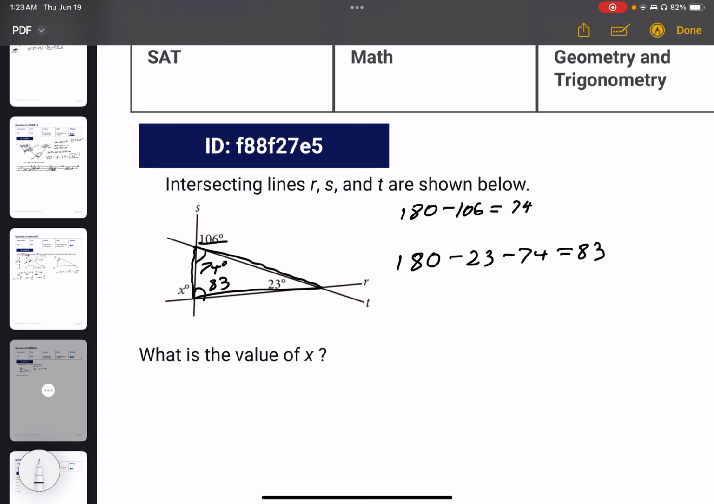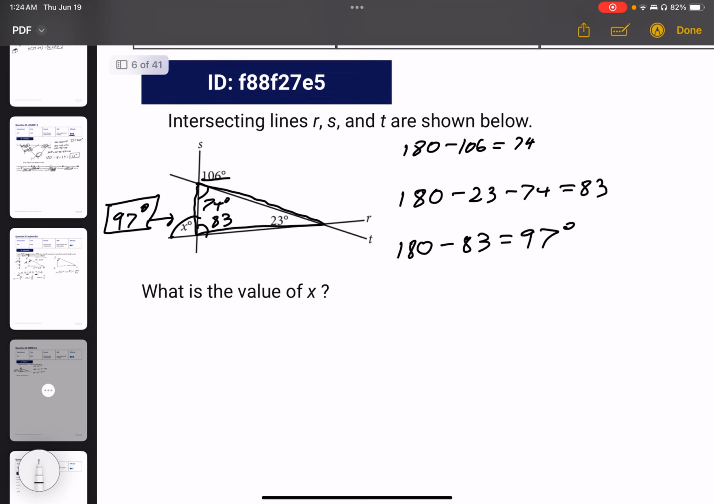And then we can find our supplementary angle here. Once again, doing 180 minus 83, which is equal to 97. And that's going to be our X value. And you'll input that into the computer since this is a fill-in question.